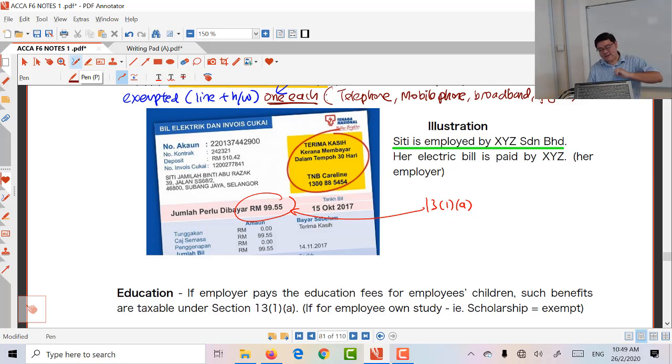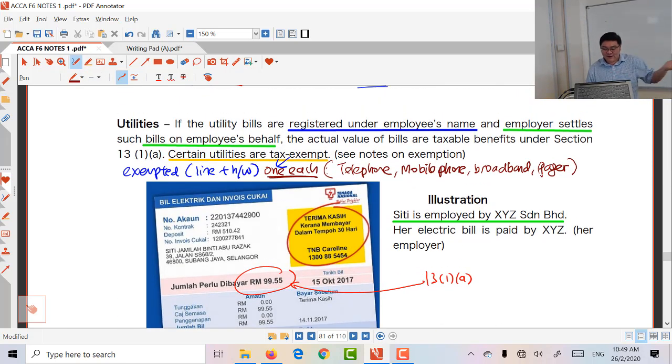Okay, now that's pager, and I find it so funny that the law actually included pager, which I don't know who actually has it.